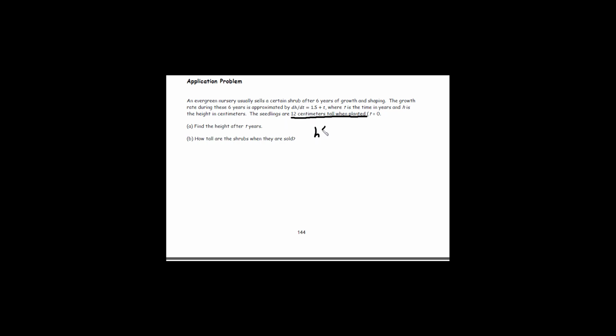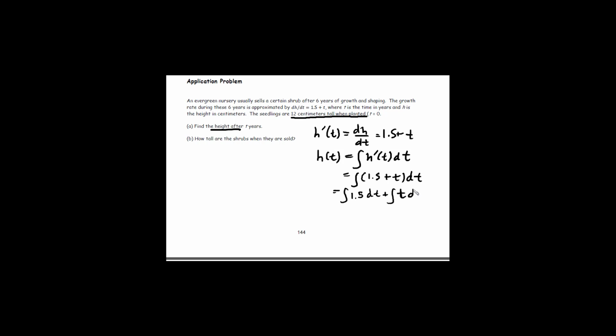Alright, well, you know that h prime of t is dh/dt, and that was 1.5 plus t. So we want the height after t years. That is h of t. So that is just going to be the integral of h prime of t dt, or the integral of 1.5 plus t dt. So that's the integral of 1.5 dt plus the integral of t dt. So the integral of 1.5 is 1.5t, and the integral of t is t squared over 2. So you should be getting used to these rules a little bit by now. And then plus c.